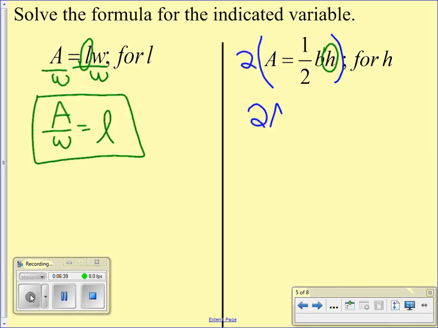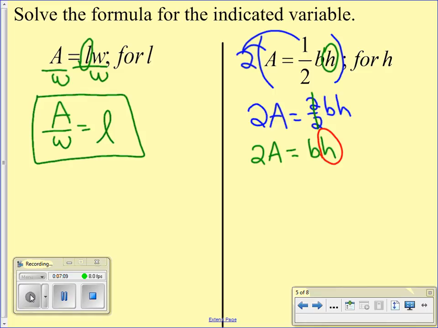So that I get 2A equals, well, 2 times 1/2 is 2/2, and I don't touch the B or the H. It's only the 1/2 that gets multiplied by 2 because it is a multiplication problem. Now I can reduce my fraction. 2A equals B times H, because the 2/2 reduces. I still want to solve for H, so I circle it.